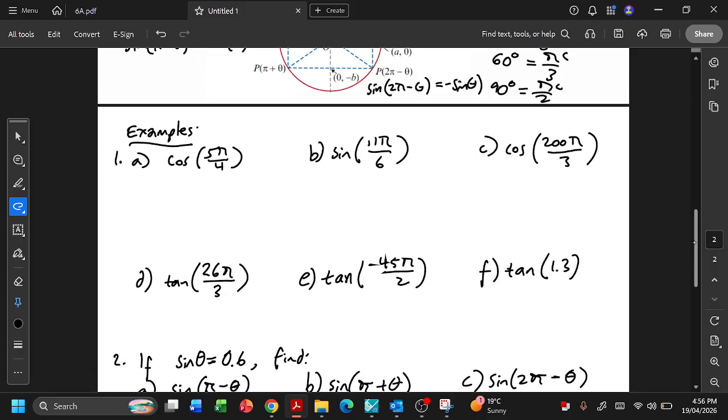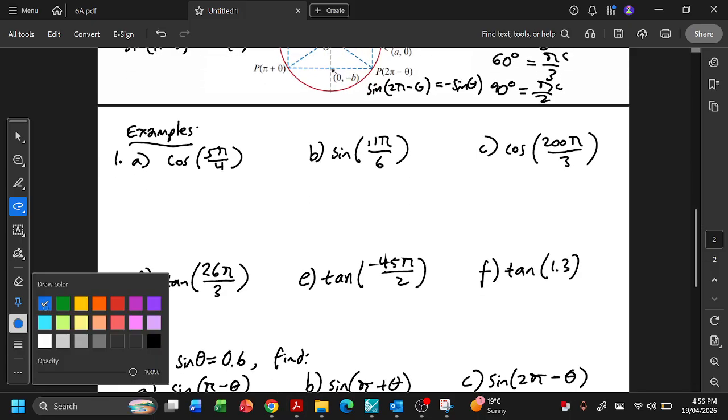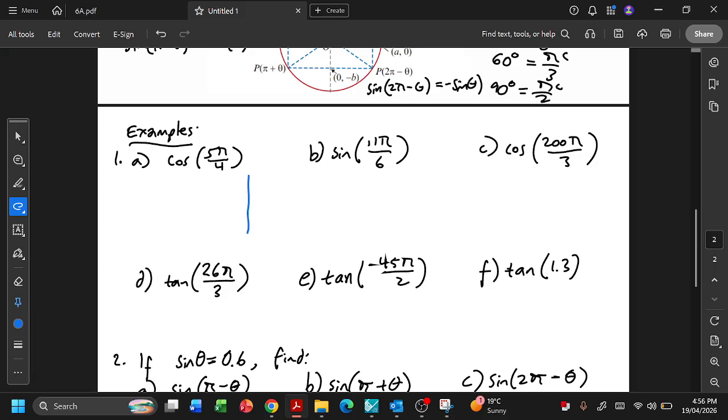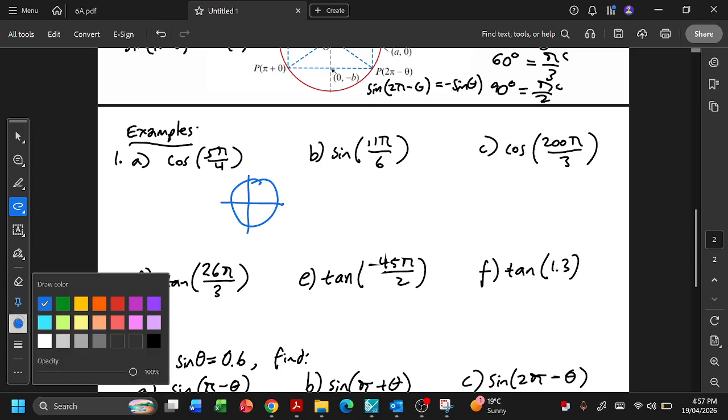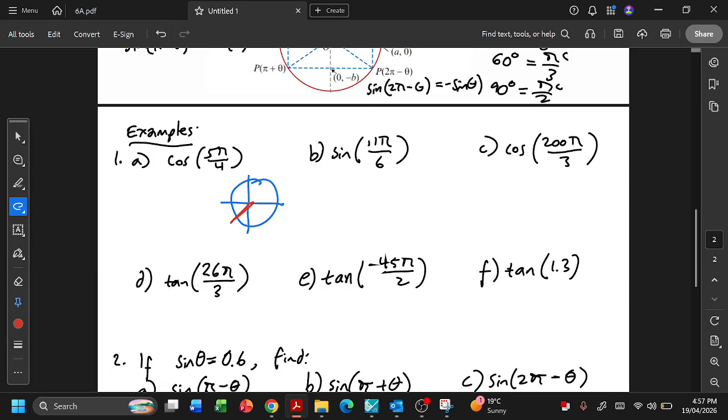So first up, we need to work out where on the unit circle are we right now. This is the unit circle. It's a terrible circle. Slightly better. Now, 5 pi on 4. How many times does 4 go into 5? Well, it goes in once with some remainder. So we're going to be somewhere over here in the third quadrant, right?